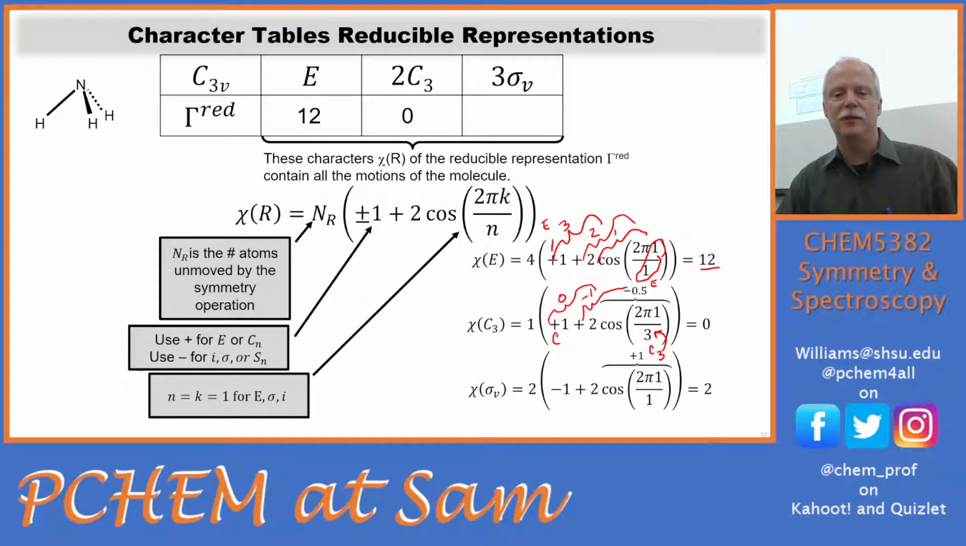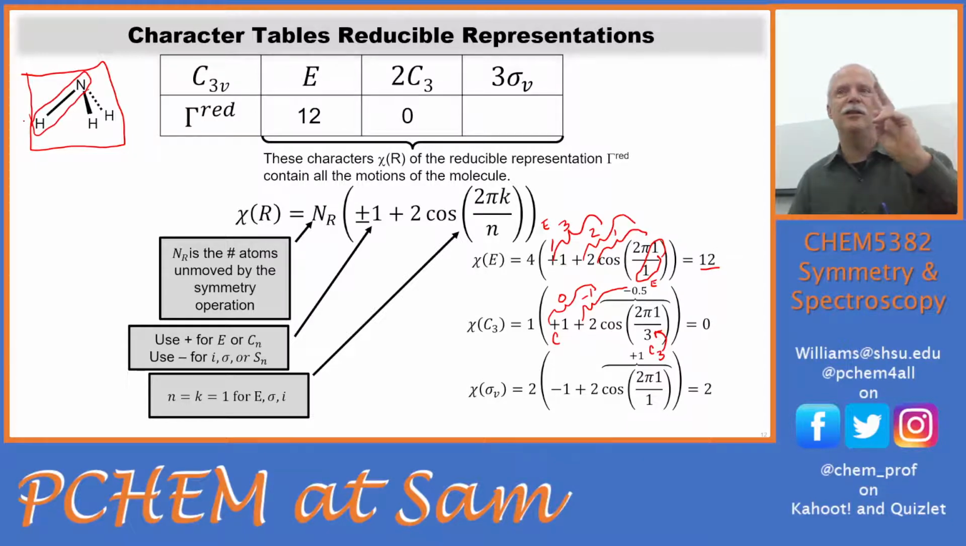And then we'll do the sigma V. So there's 3 of those. Notice we're not caring about which sigma V. We're doing all 3 at the same time, essentially. For any one of the sigma V's, let's just do the plane of the paper up here. So we're doing the plane of the board. We've got these atoms are unmoved. So since 2 atoms are in the plane of the reflection, they're unmoved. So everybody understand why that's a 2?